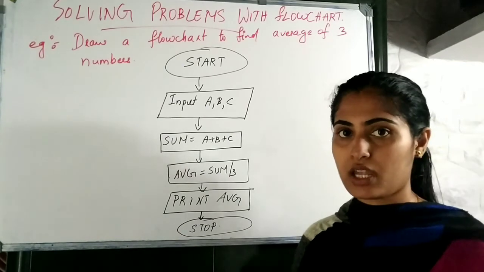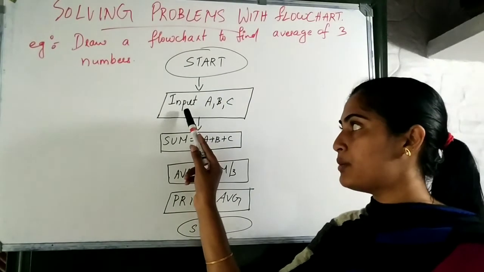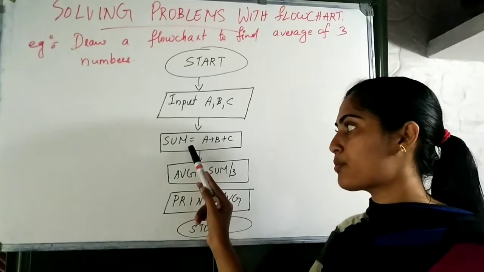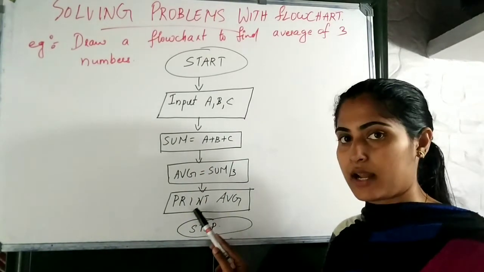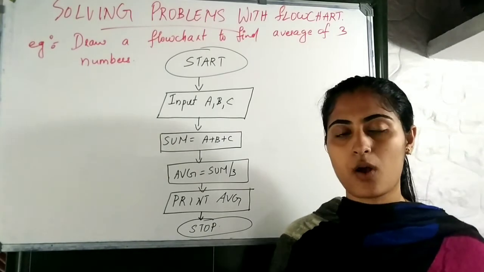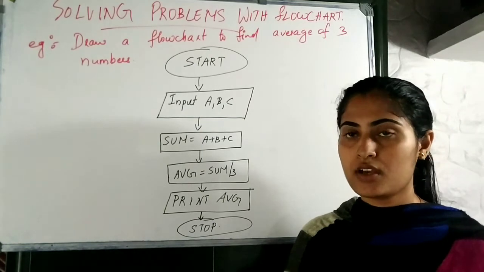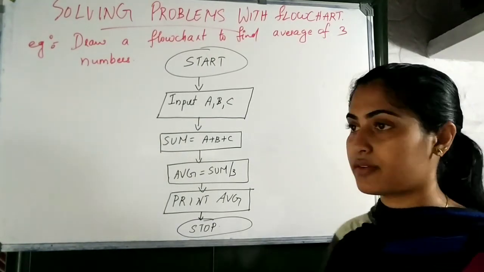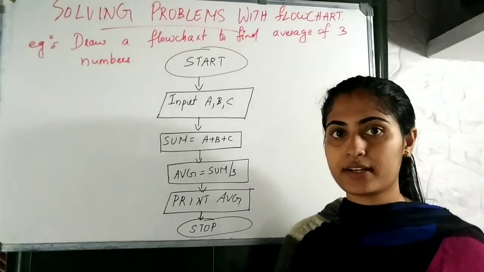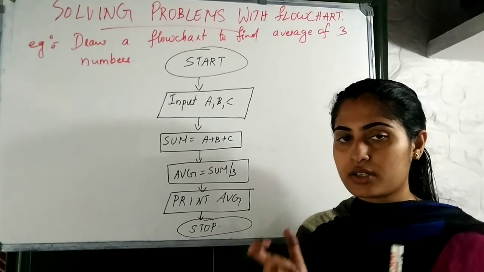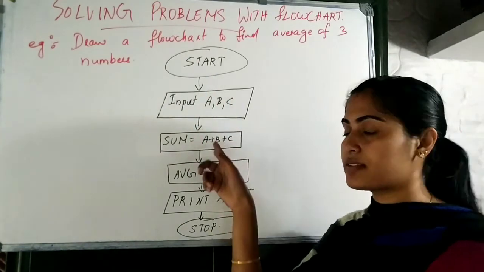And see the symbols. For start we use oval. For inputting we use parallelogram. For processing we use a rectangle. And for outputting again we use a parallelogram. And at last for the stop symbol we use an oval shape. So this is how we draw a flowchart for finding the average of three numbers. These are the same steps which we wrote inside the algorithm, but we are making them a little shorter and more precise by using these symbols and diagrams.